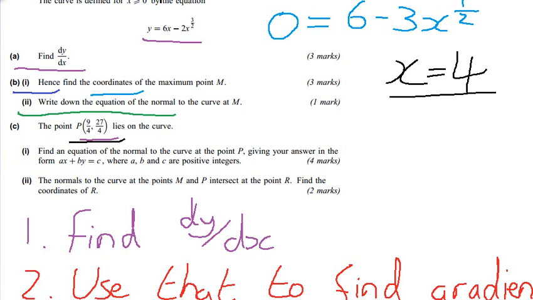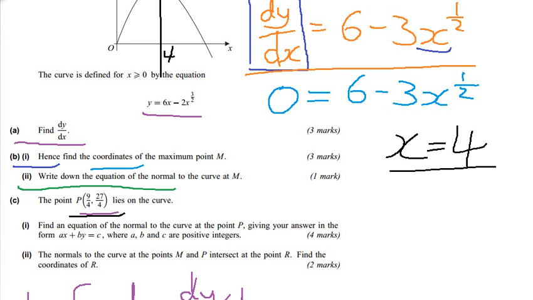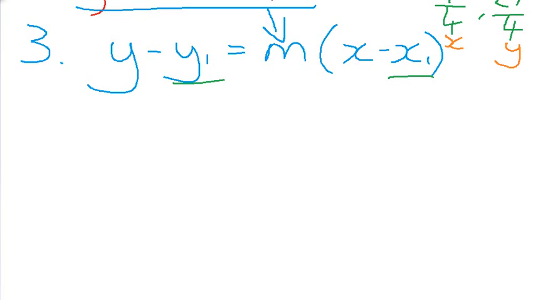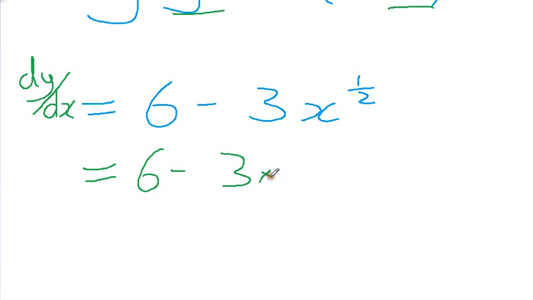We found the gradient dy dx earlier. There it is. So let's put x in there. So 9 over 4 we have to put in there. So the gradient is equal to 6 minus 3x to the half. So dy dx is going to be equal to 6 minus 3 times 9 over 4 to the power of a half.